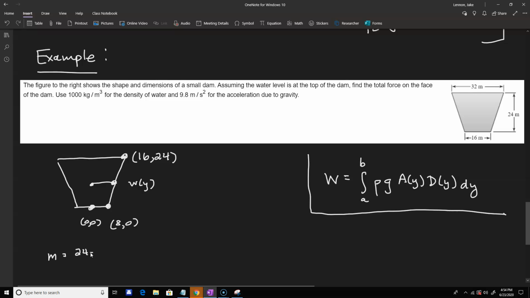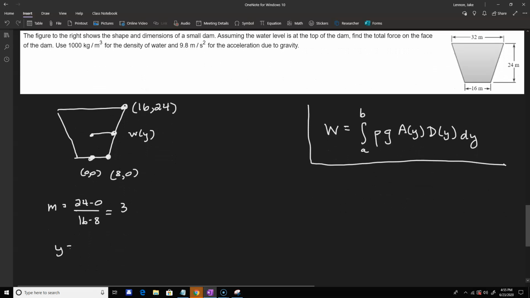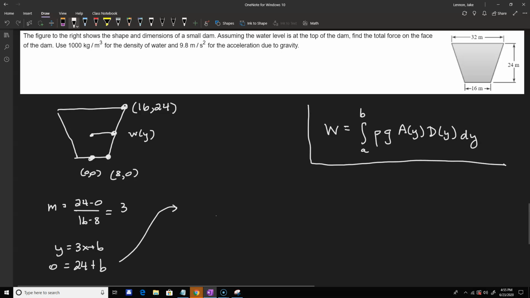Well, it would be 24 minus 0 over 16 minus 8, and you get exactly 3. So you know the equation of the line looks something like y equals 3x plus b. And then you just plug in one of the points, say 8, 0. So you'd get y equals 24. Sorry, 0 is replacing y. So we'd get 0 equals 24 plus b. So that tells us that the b value is actually negative 24. So we would have, as the equation of our line, y equals 3x minus 24.